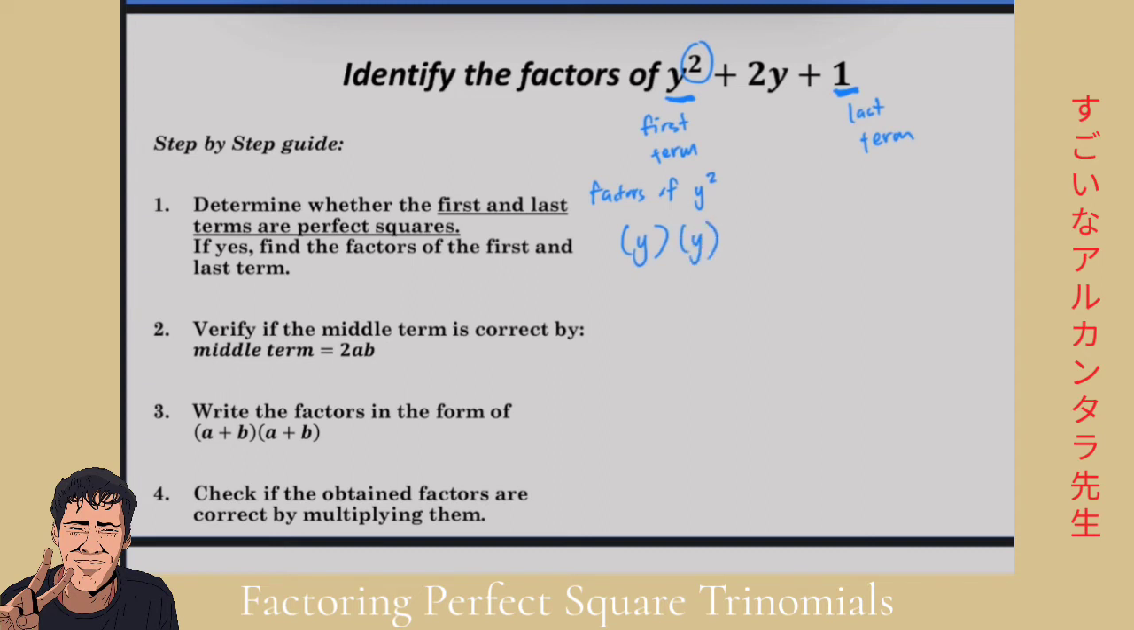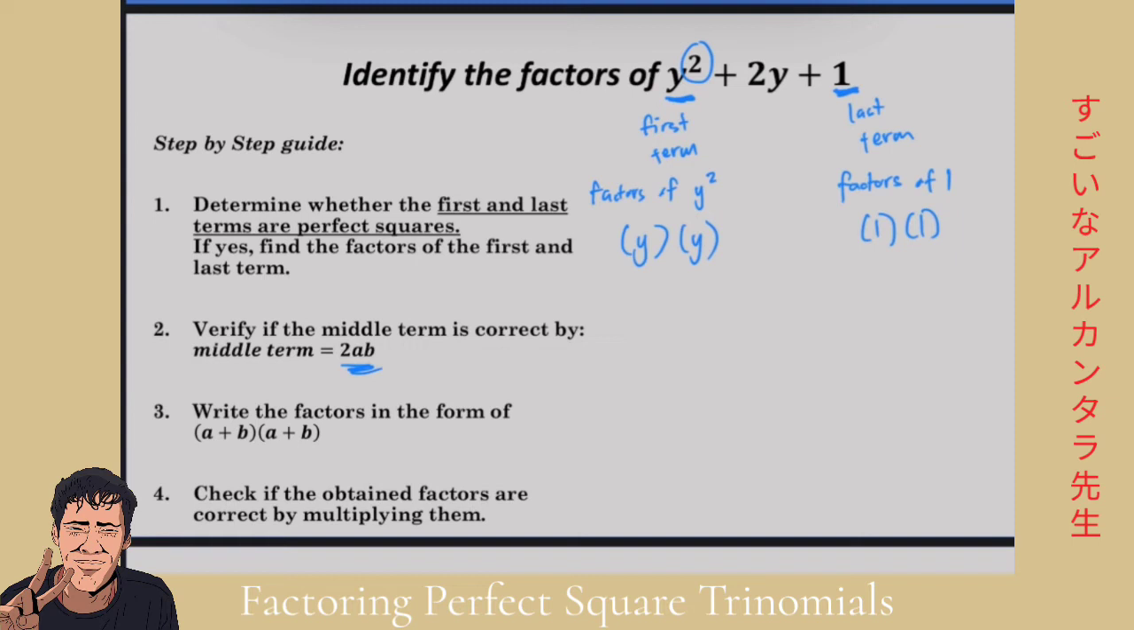The next thing is 1 as our last term. Since everything in this given is a positive term, what we're going to consider for factors of 1 is its positive factors, which is basically 1 times 1. Now, for step 2, verify if the middle term is correct by using the formula, middle term is equal to 2ab.